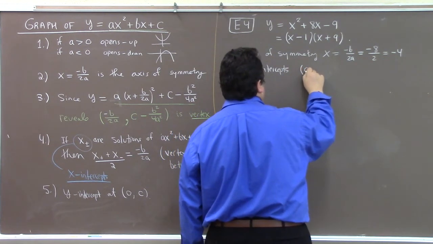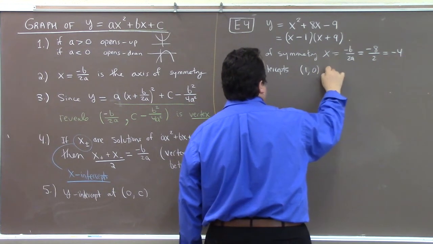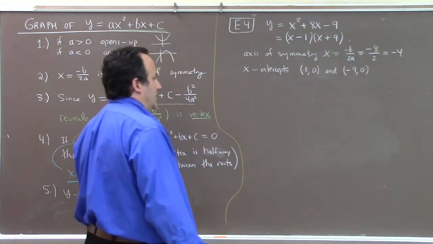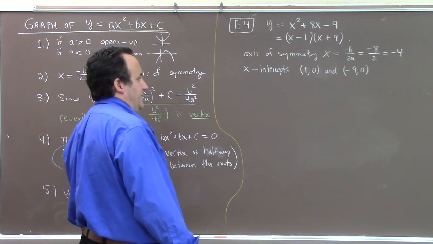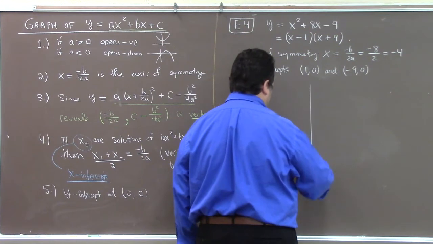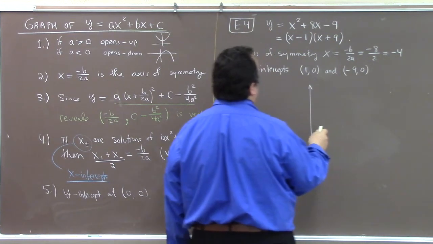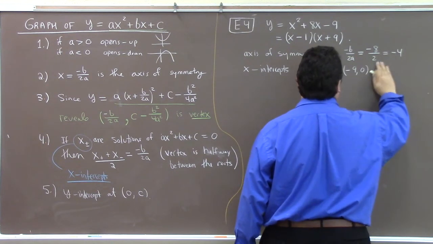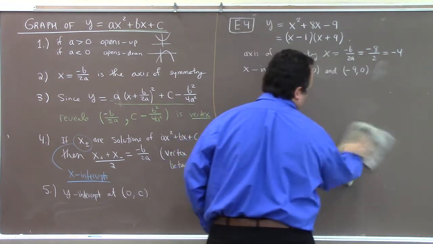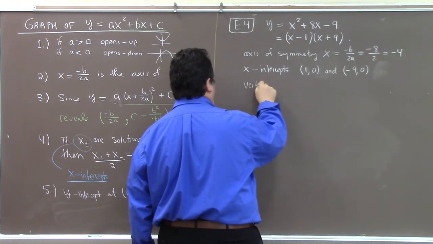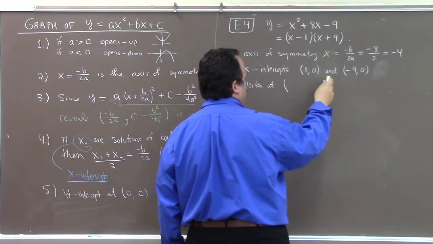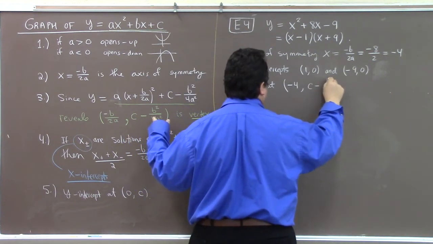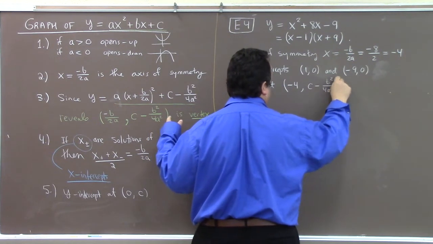You've got one at (1, 0), and you've got the other one at (minus 9, 0), right? So minus 4 actually is halfway between those. All right, so where's the vertex? Let me figure the vertex out first. The vertex is at, well, minus b over 2a, we already worked that out, minus 4. And I'm supposed to do c minus b squared over 4a, if I trust my formula, and I think I do.